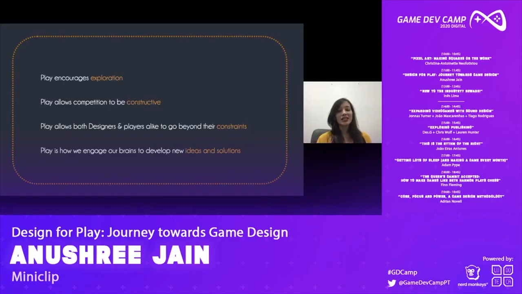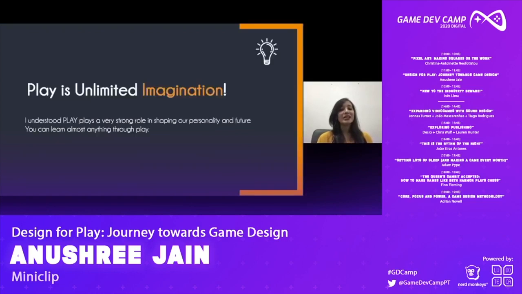So play is unlimited imagination, and what I understood from all these years is that it helps a lot in shaping your personality and your future. I mean, you can learn anything and everything through play. If you take a kid, they understand about the world, they understand about physics, they understand about imagination only through play. That's how they understand the different things that are going around them.